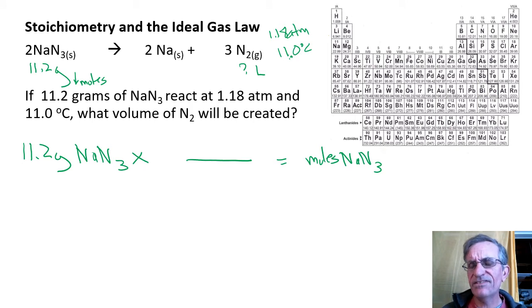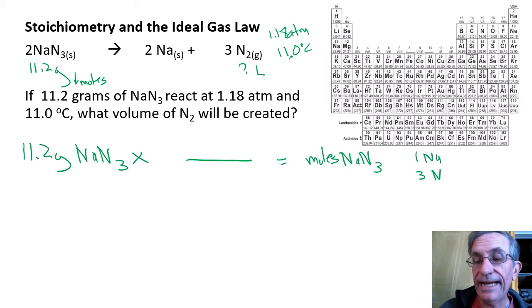All right, I'm going to give you a second. I want you to be practicing this with me, I hope. So you need to add up the weight off the periodic table. You need to add up a sodium and 3 nitrogens. Go ahead and do it. Tell me what you get.